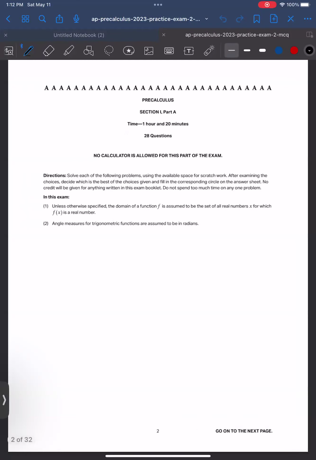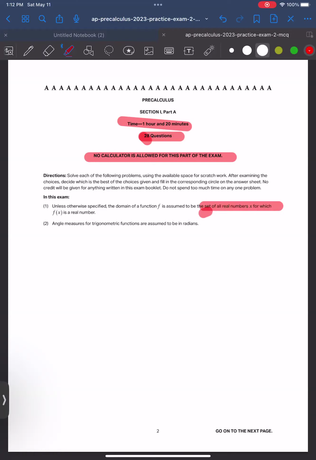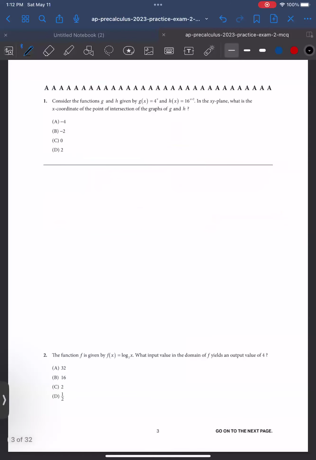Here you see it's an hour and 20 minutes for 28 questions, no calculator. The domain is the set of all real numbers, and angle measures are to be in radians. Those are the two main things. Remember that on this exam you can write all your work out in the practice exam booklet, but only the answers on the bubble sheet are scored. So make sure you are copying your answers into that.